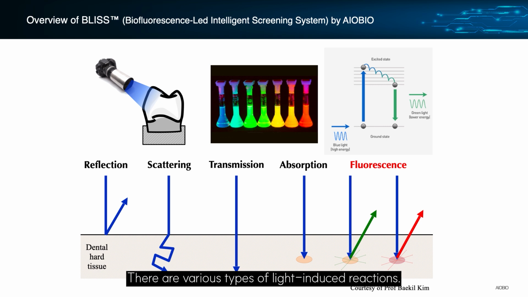There are various types of light-induced reactions. Among them, we focus on fluorescence. Unlike other reactions, fluorescence is characterized by emitting light at a different wavelength than the light it absorbs, and our technology leverages this unique property.